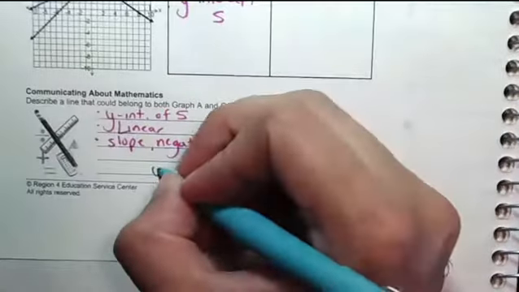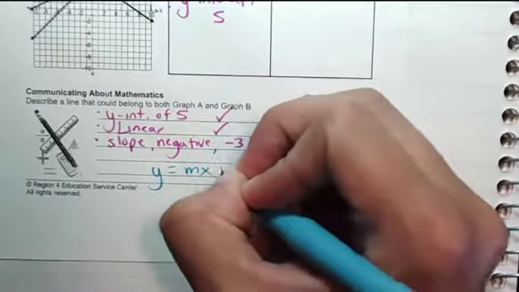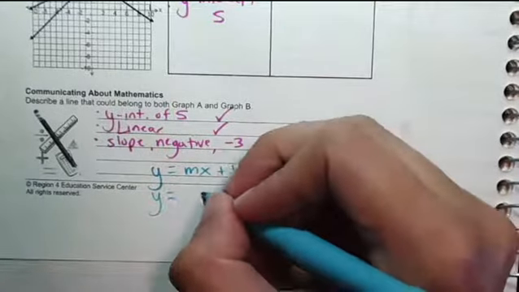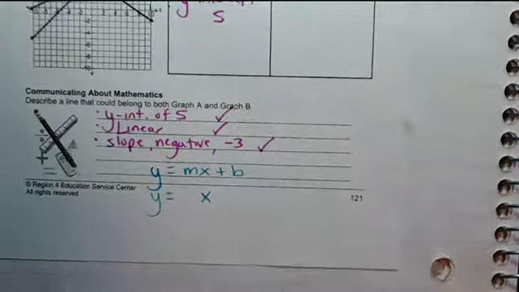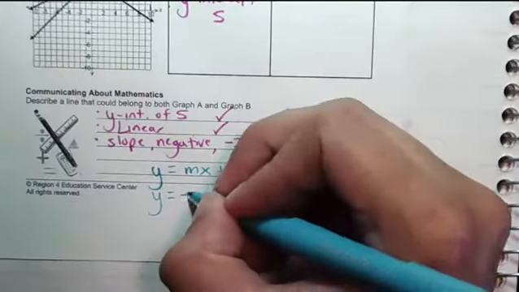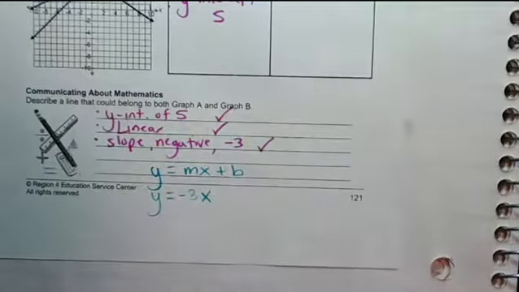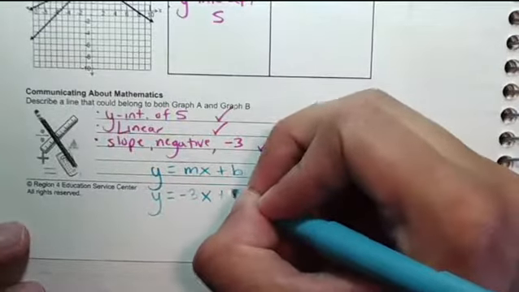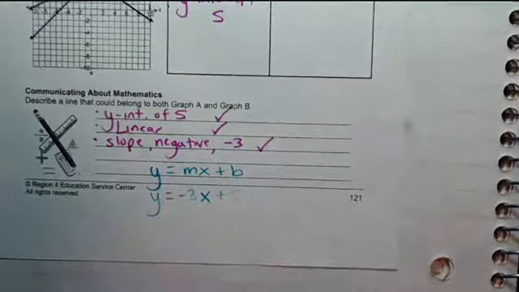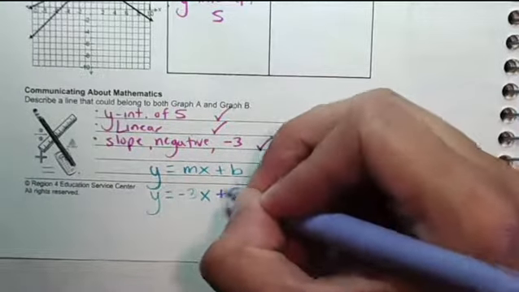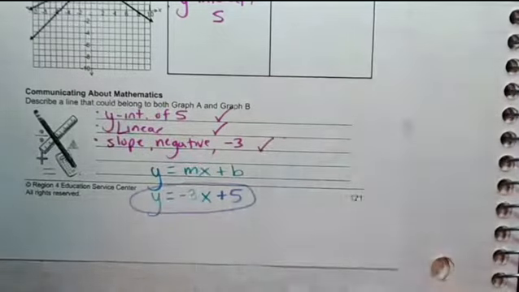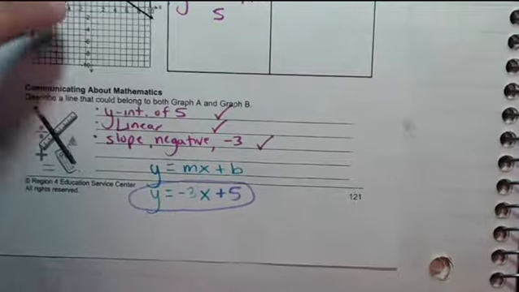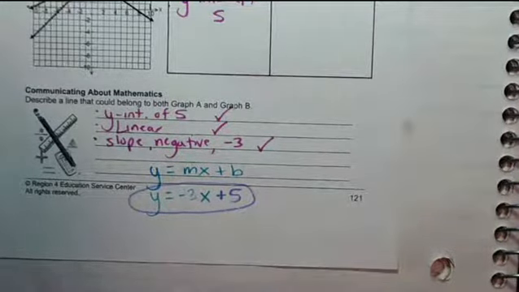Okay, you should have come up with, again, y equals mx plus b, because that's a linear equation. The y and the x don't change. What was the slope here? Slope's -3, so that's going to go in front of the x. And the b would represent our y-intercept of +5. So I'm going to go ahead and put +5 as well. If you had this equation, y is equal to -3x plus 5, you would have gotten that correct. This is a line that would satisfy both graph A and B.